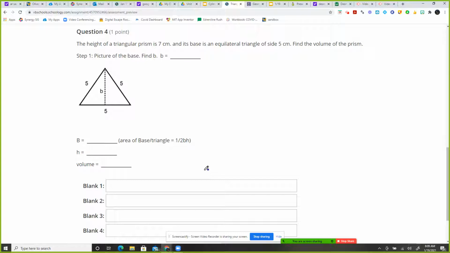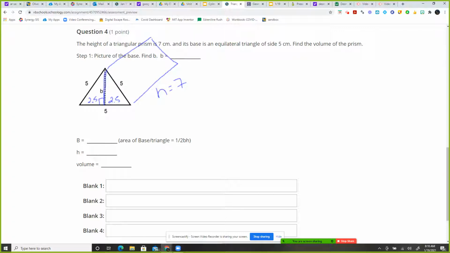Question number 4, we're only given the base picture, right? The height of a triangular prism is 7. So if I kind of draw this out, the height is going to be 7. The base is an equilateral triangle with sides of 5. Find the volume of the prism. So if I know that the side is 5, and the base and the height make a right triangle, then this is 2.5 and 2.5.